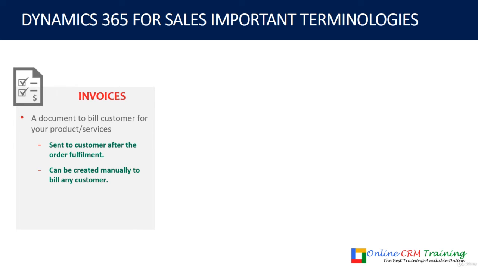Okay, so you have sent a product to them, they say everything is good, then you send an invoice to bill the customer so they can make payment, right? So it is sent to the customer after the order fulfillment, and it can also be created manually to bill any customer or from the order itself.